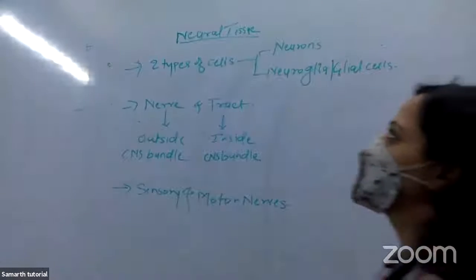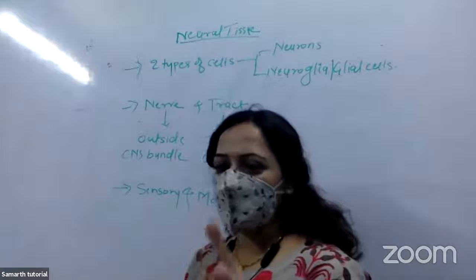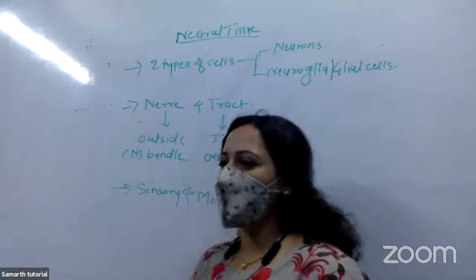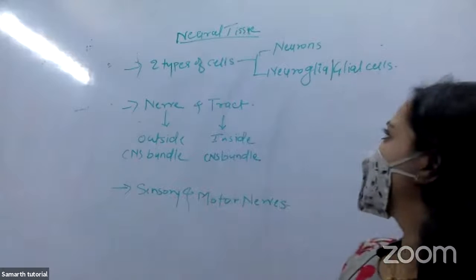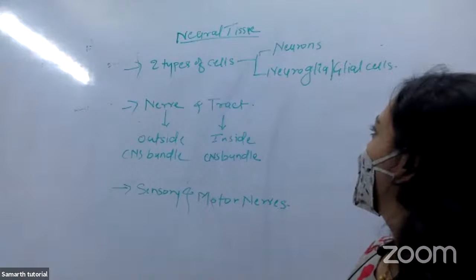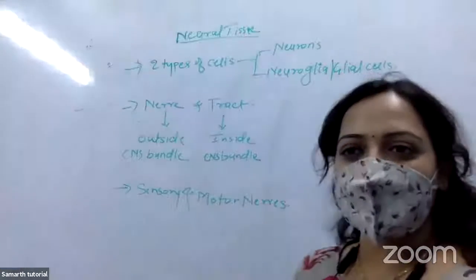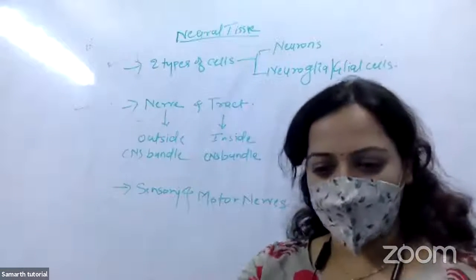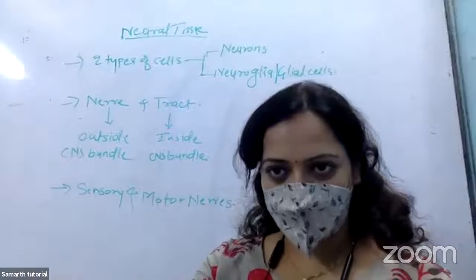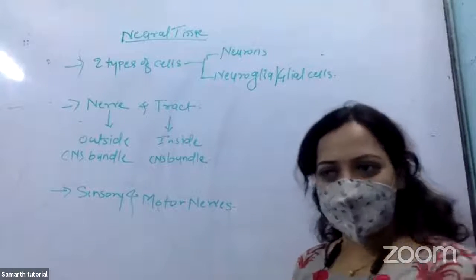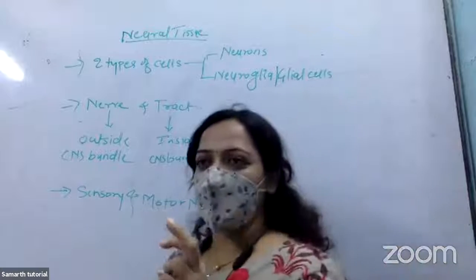Okay, so the two types of cells are always present in any kind of nervous system or neural tissue. The cells are neurons and the neuroglial cells, or they are simply called the glial cells. Now, what is the difference between the two?